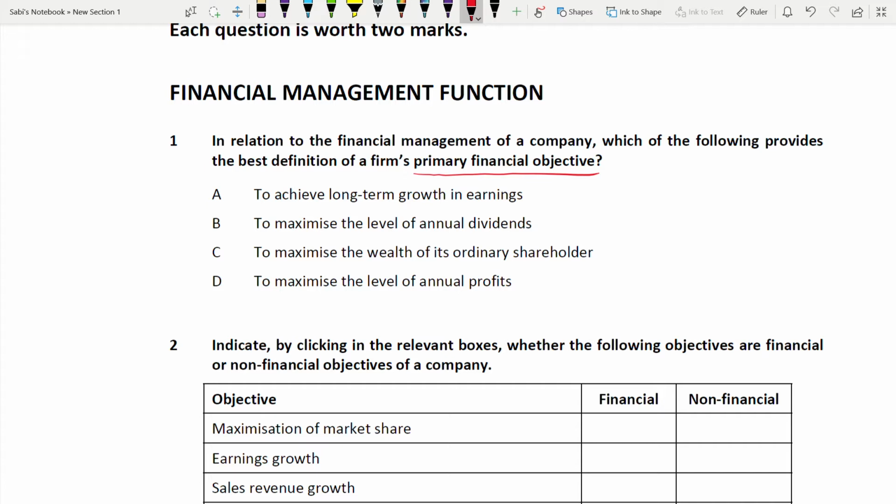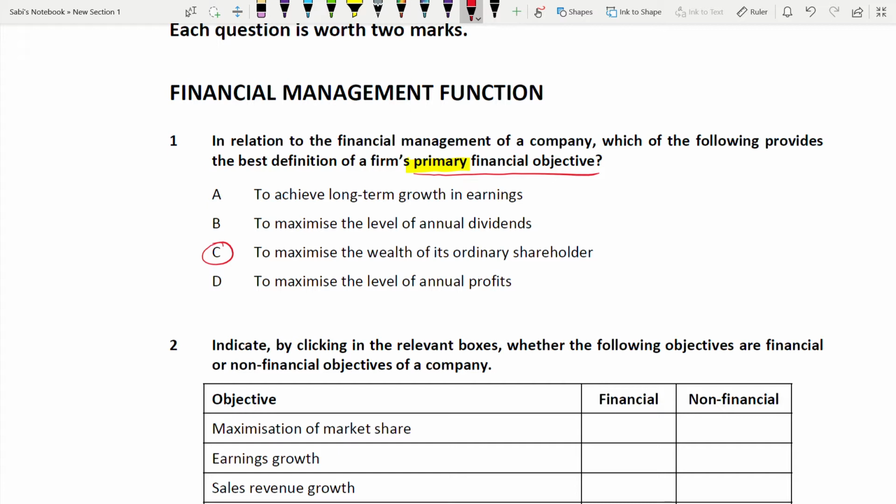So how will you decide? The word primary will tell you that it is the maximization of shareholders' wealth. So the correct answer is C. The other 3, what are they? They are secondary financial objectives. Basically they are used to achieve that primary financial objective, which is ultimately maximization of shareholders' wealth. For example, let's say your objective is to maximize annual profit.